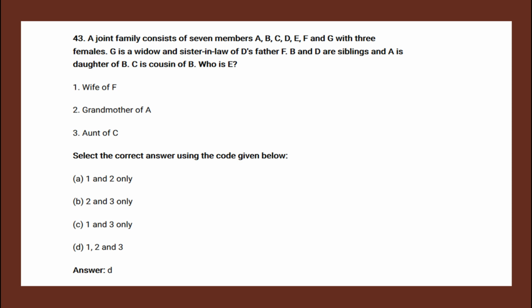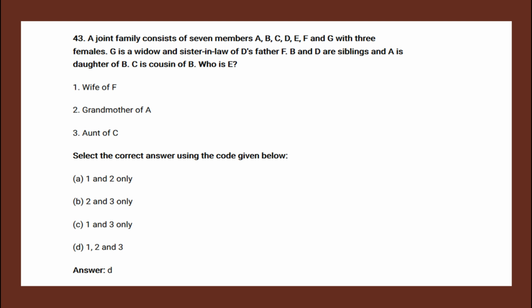Next question 43. A joint family consists of 7 members A, B, C, D, E, F, and G with 3 females. G is a widow and sister-in-law of D's father. F, B, and D are siblings, and A is daughter of B. C is cousin of B. Who is E? First, wife of F. Second, grandmother of A. Third, aunt of C. Select the correct answer using the code given below.